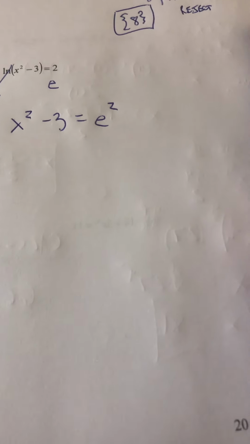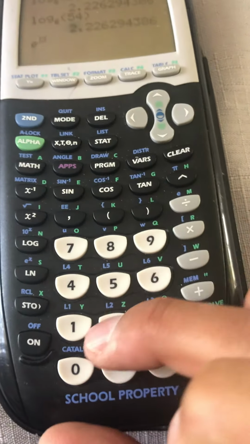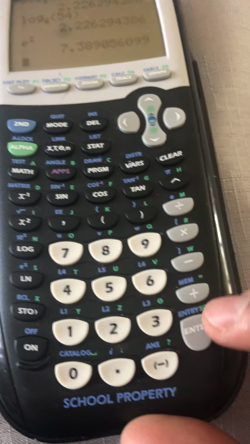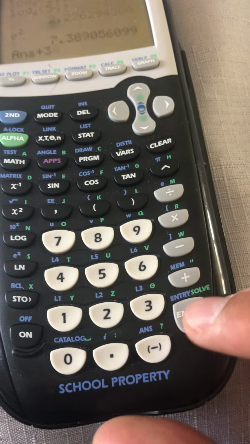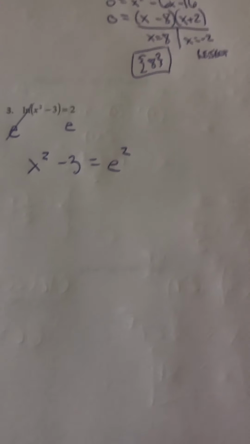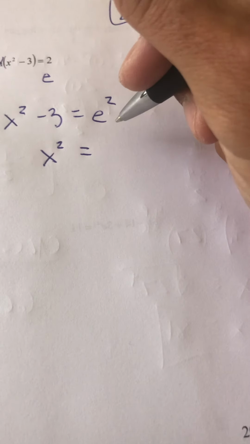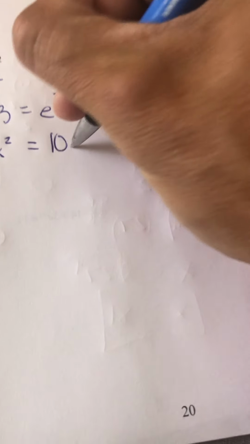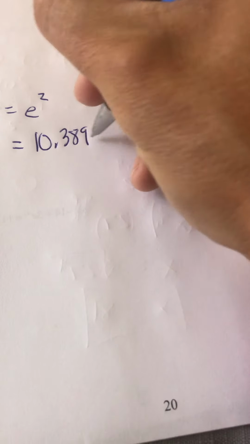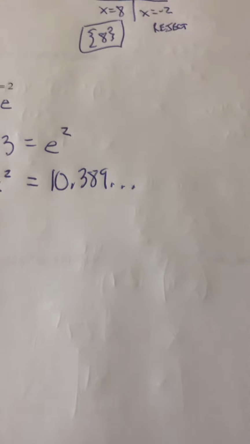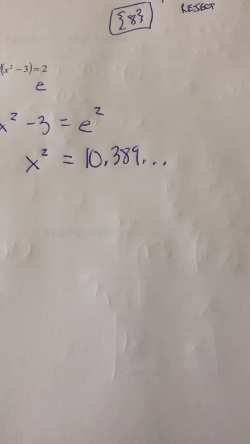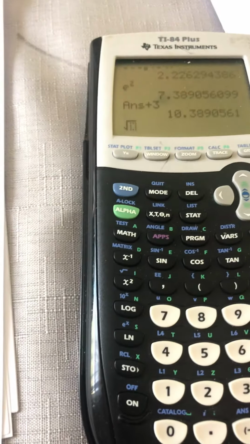So I'm going to plug this into my calculator. E is right here, natural log, to the second power. And I'm going to add 3 to it. So when I do that, I get x squared is equal to 10.3389... It continues. And I'm going to take the square root. So I have second, square root of the answer that I just received.